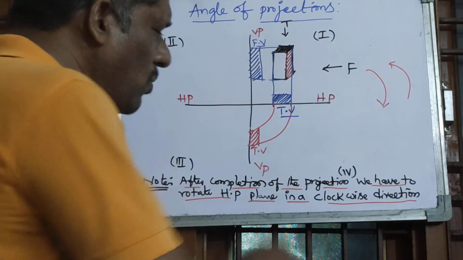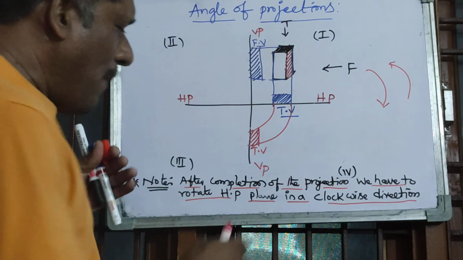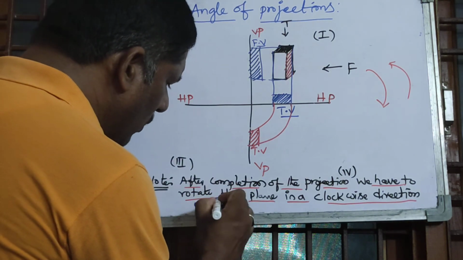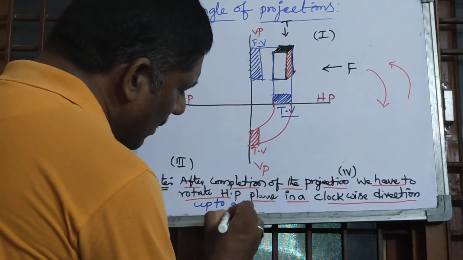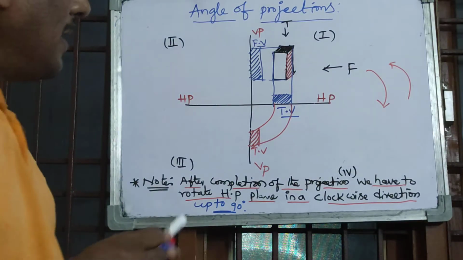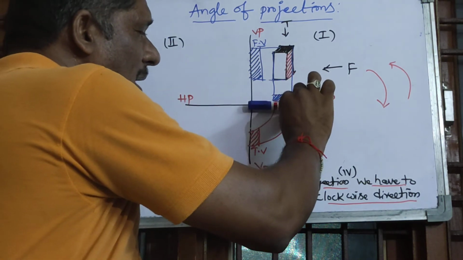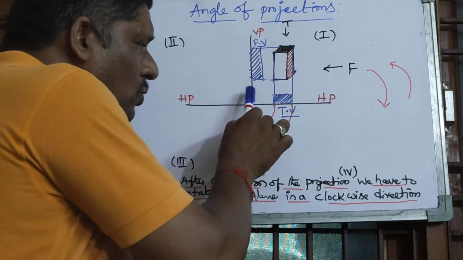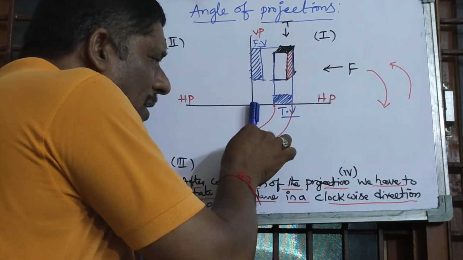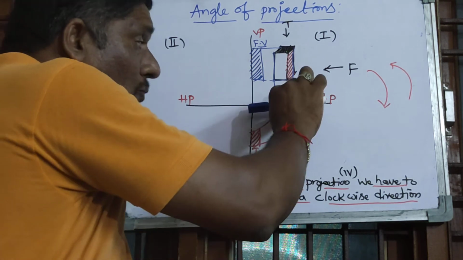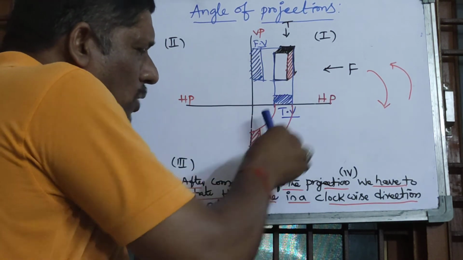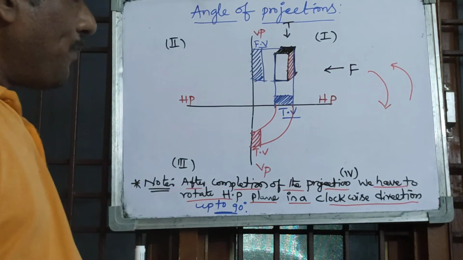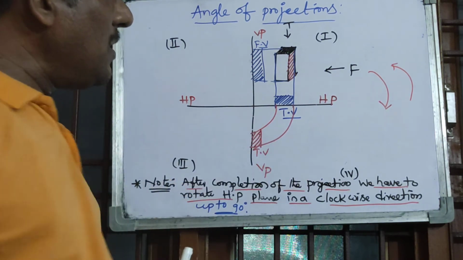Up to how many degrees do you have to rotate? Up to 90 degrees. It is very, very important. This line is here, the horizontal plane. If you rotate like that, it is 90 degrees. So this horizontal plane comes onto the vertical plane, because we are rotating 90 degrees. So this top view also falls on the vertical plane. It is good.